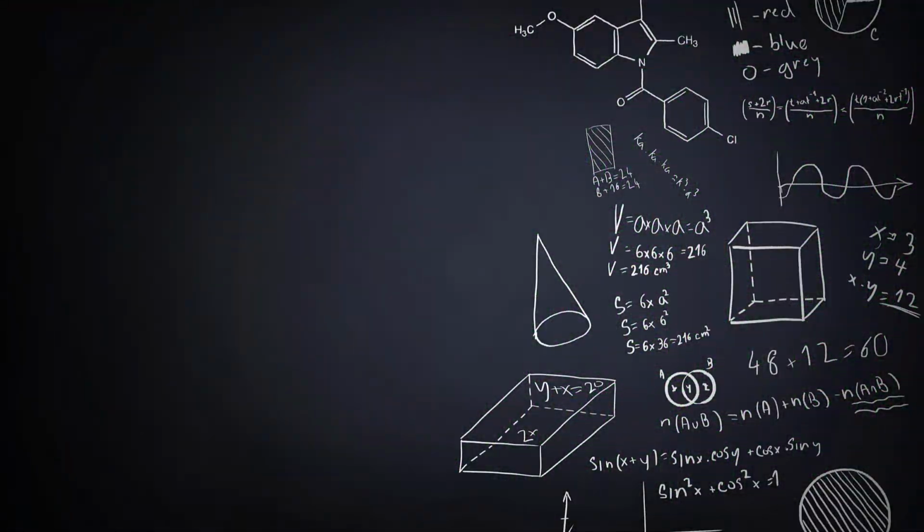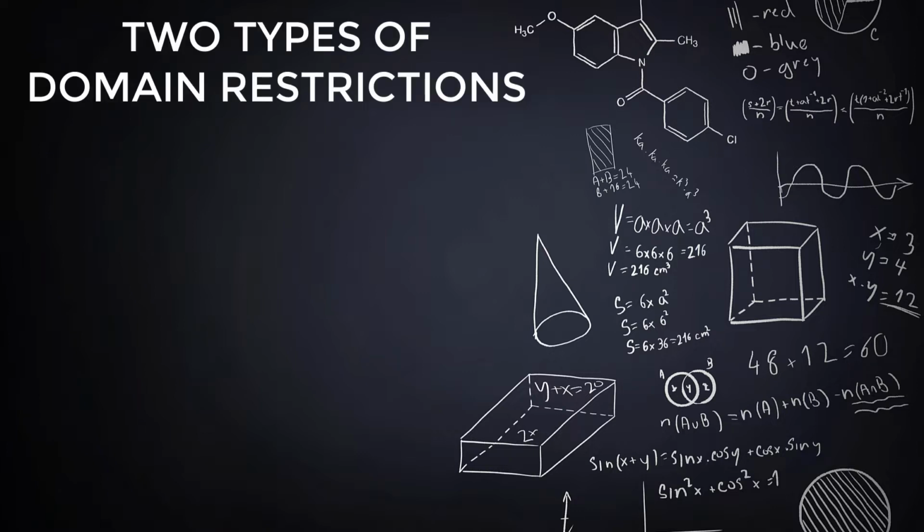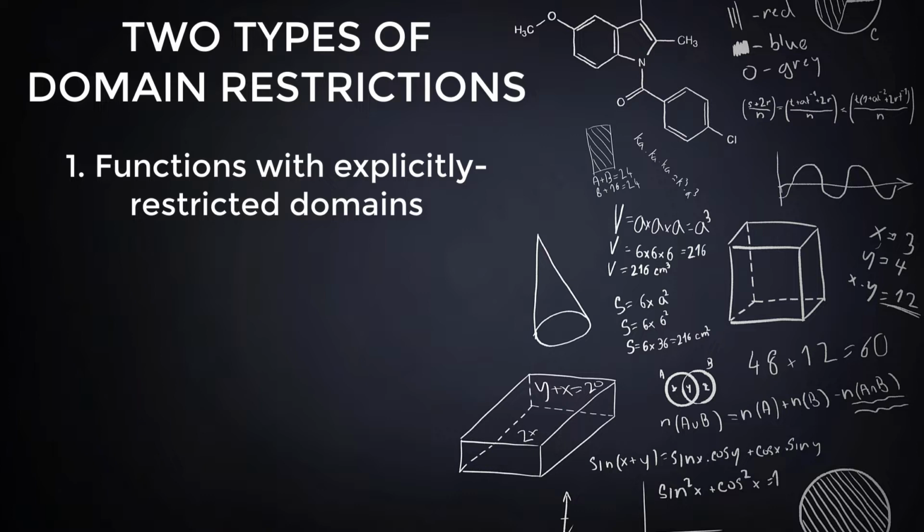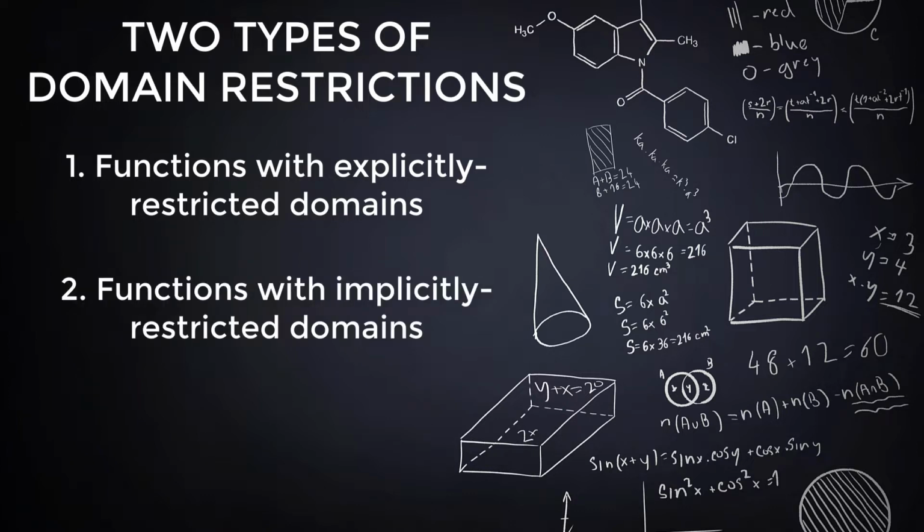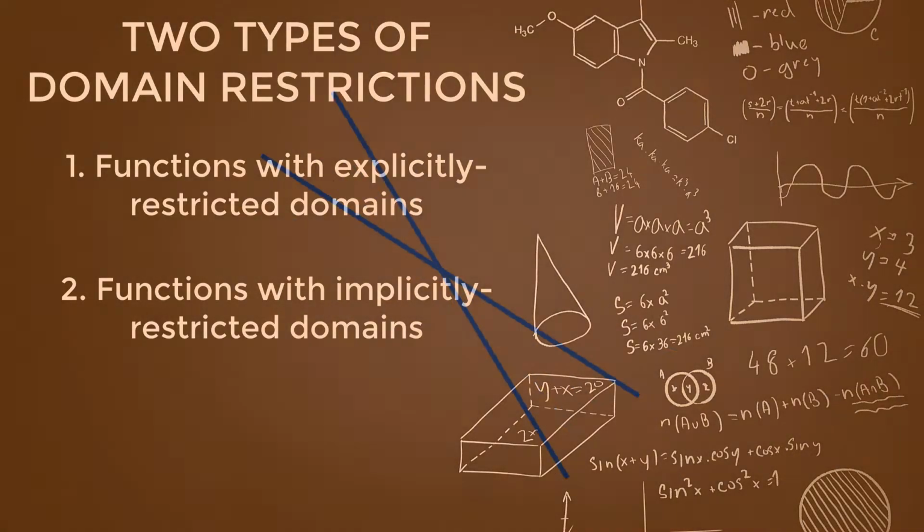As for functions that we have to watch out for when it comes to domain, these come in two types: functions with explicitly restricted domains and functions with implicitly restricted domains. Let's take a look at the first group.